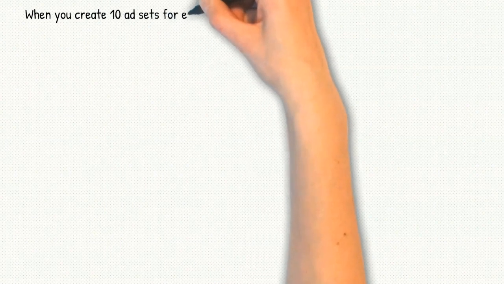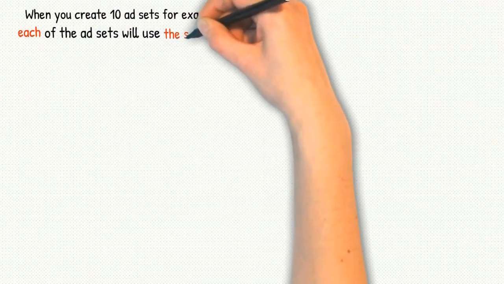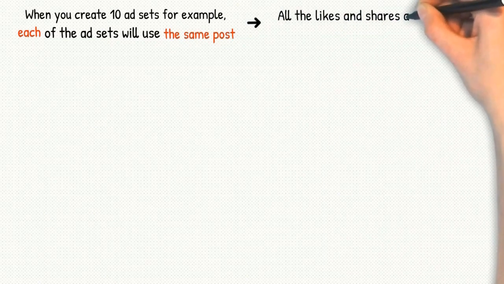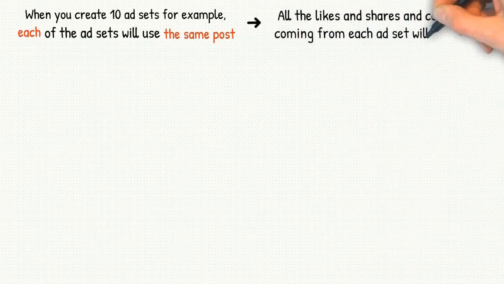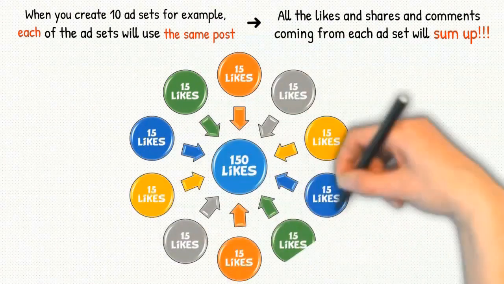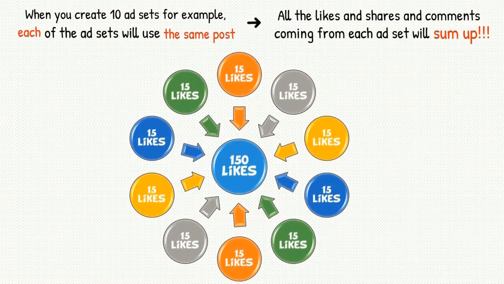So this way, in the testing phase, when you create 10 ad sets, for example, each of the ad sets will use the same post. So all the likes and shares and comments coming from each ad set will sum up. So if each ad set brought you 15 likes, so if you have 10 ad sets in the testing phase, you will have 150 likes, and that's a good beginning.